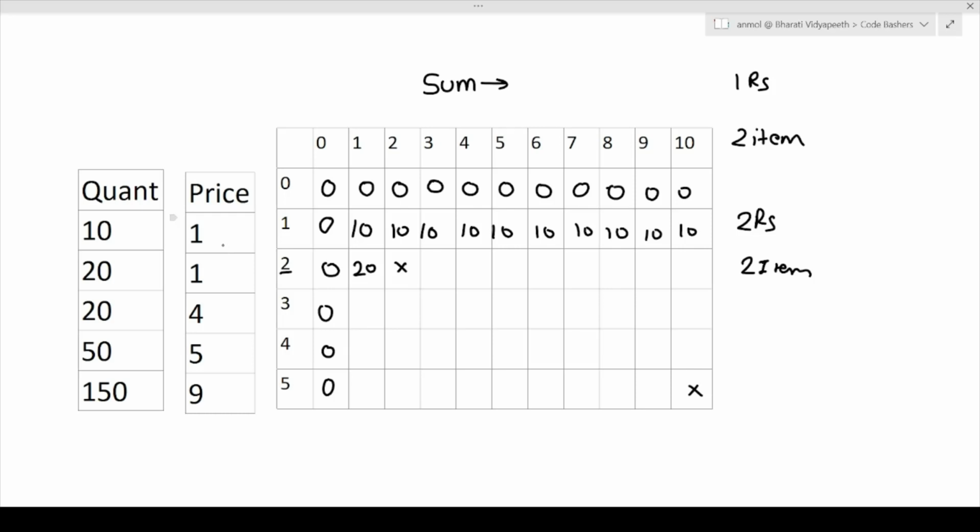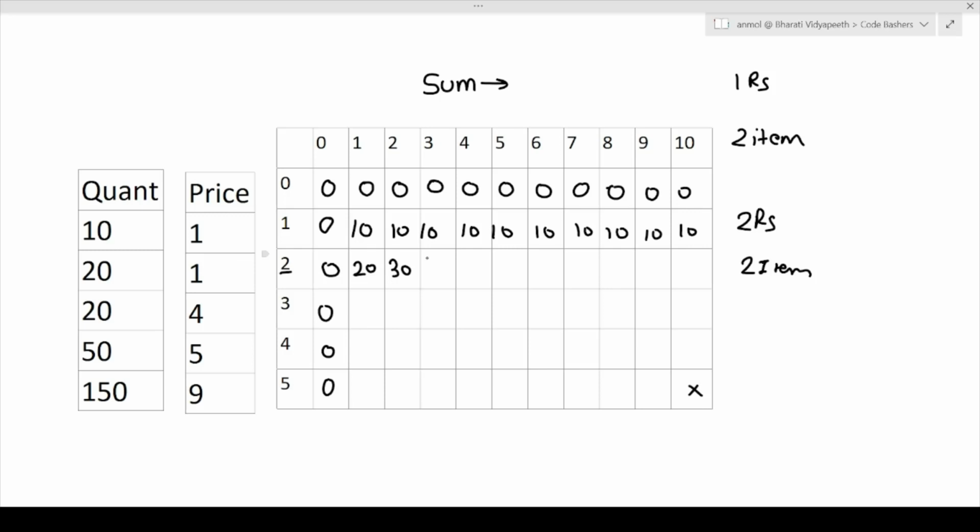So the answer is yes, we can buy both the items, because now 2 rupees are available to us. So once we buy both the items, what will be the quantity that we will be getting? We have bought both the items, so the quantity that we will be getting is 30, because 10 plus 20 is 30. So when we have 2 rupees with us and 2 items available with us, we'll be getting 30 as our output. Okay, 30 as our answer.